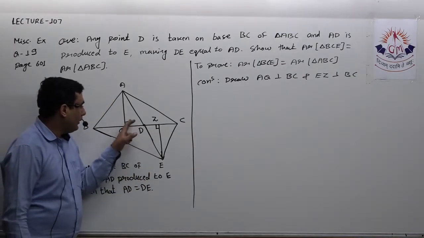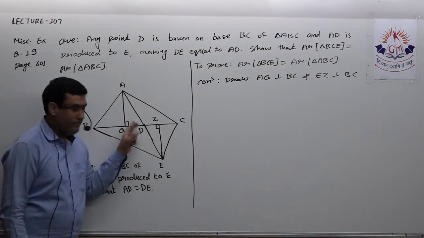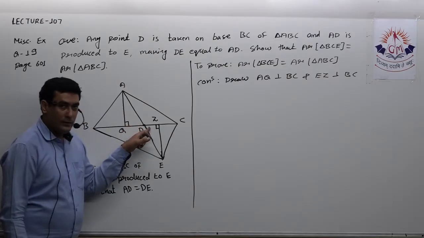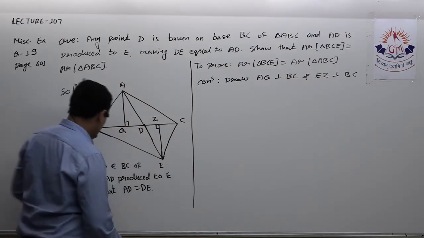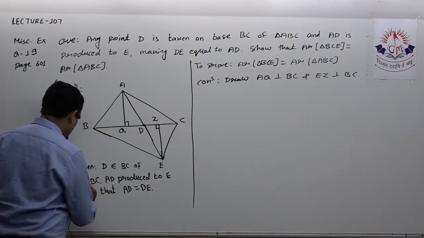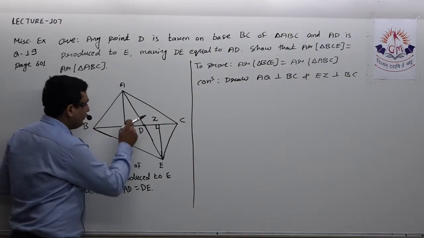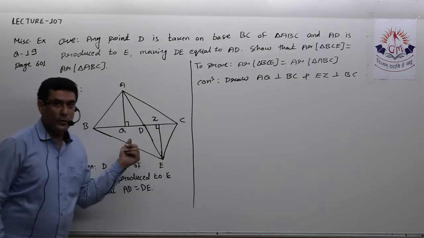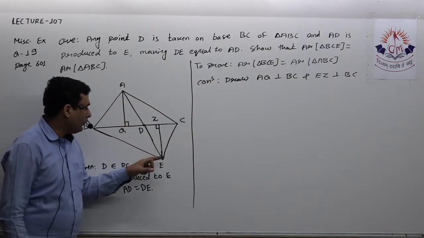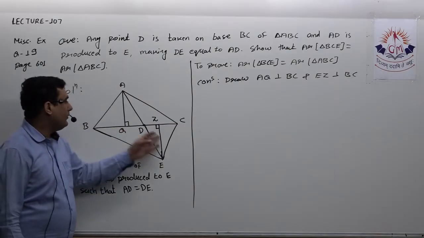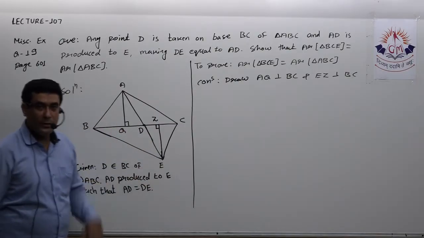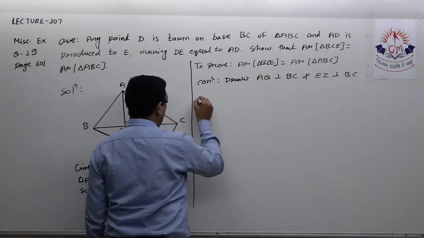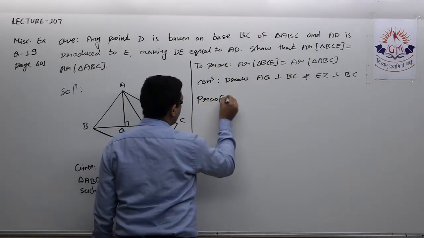Here these two angles are 90°, not given but by construction. These two are the vertically opposite angles, and AD equal to DE, that is given. So these two triangles will be congruent by angle, angle, side. As soon as we prove the triangles are congruent, we can say AQ equal to EZ, and obviously the areas of those triangles will be equal. So let us see its proof.